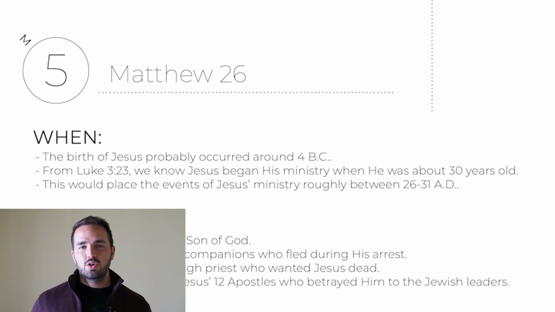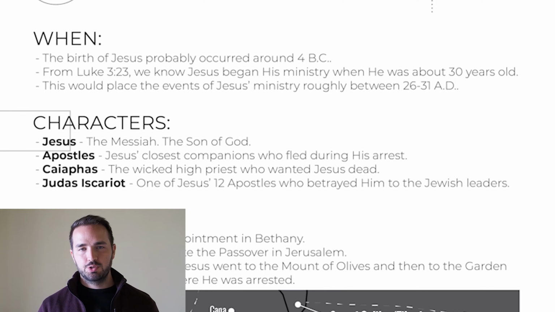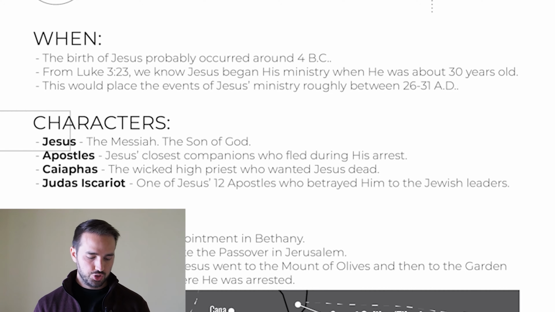So Matthew 26. When did the events of this chapter take place? This would have been at the latter part of somewhere between year 26 and 31 AD. The main characters in this chapter: Jesus is the main character, of course. His apostles, these are his closest companions who were with him all of the time, are going to be present. One apostle in particular, Judas Iscariot, is going to betray Jesus to the Jewish leadership. And then we're introduced to Caiaphas, a wicked high priest who had Jesus arrested.